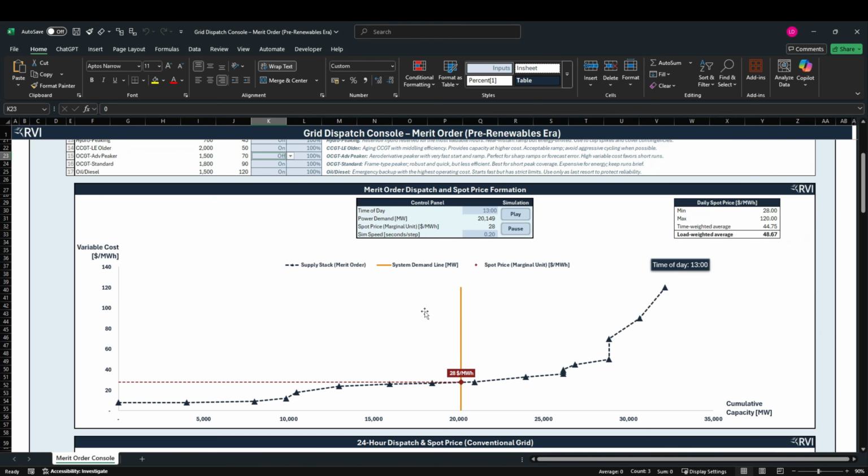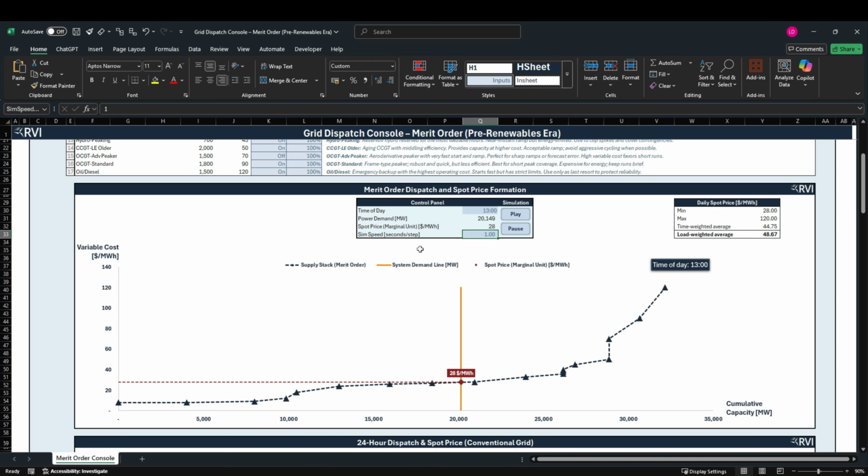In the middle, we have the control panel. This is where we drive the simulation. The time of day shows where we are on the 24-hour curve. The power demand tells us how much the system needs to produce. And the spot price shows the cost of the marginal unit. That's the plant that currently sets the market price. And finally, sim speed. This controls how fast the day plays out. For now, I will keep it slow at 1 second per step, so you can watch the changes clearly.